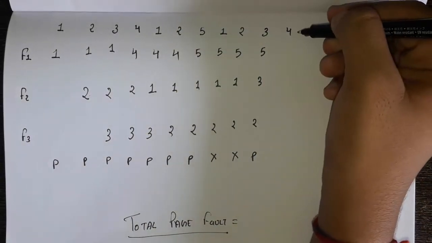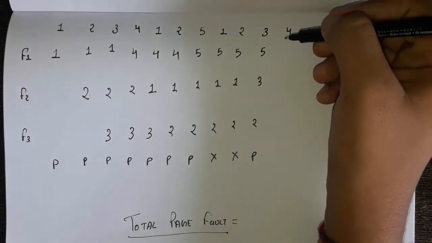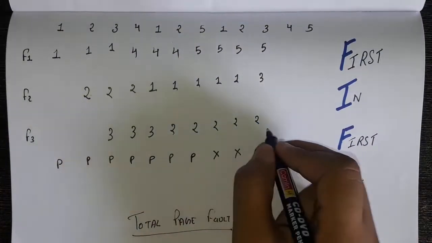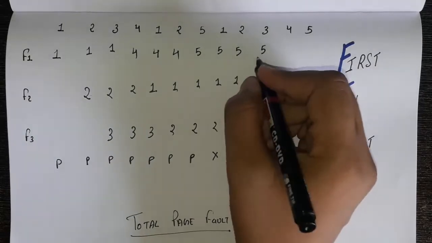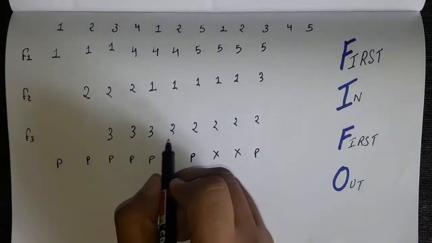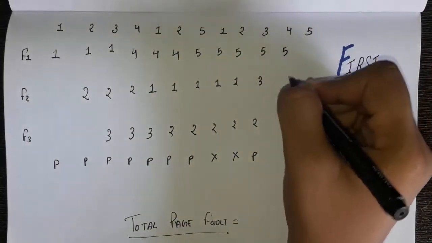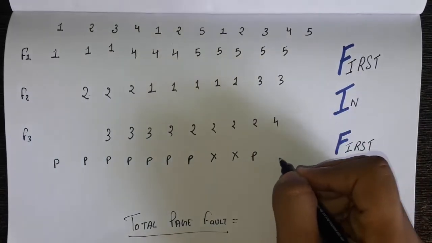Now the page 4 arrives, so what you have to do, you can see the 2 is sitting here for the longest time because there are 5 instances of 2, there is only 1 instance of 3, and there are 4 instances of 5, so 2 should be removed. So write 5, 3, 4, and a page fault occurs, so write a P.